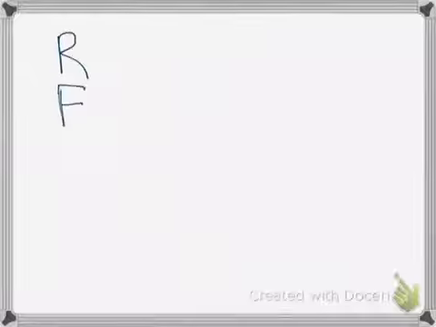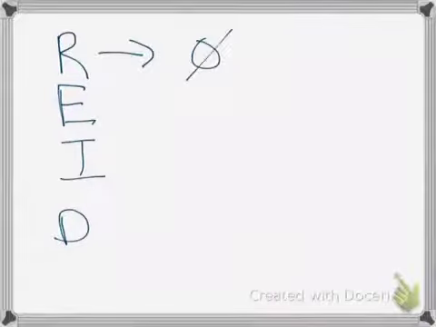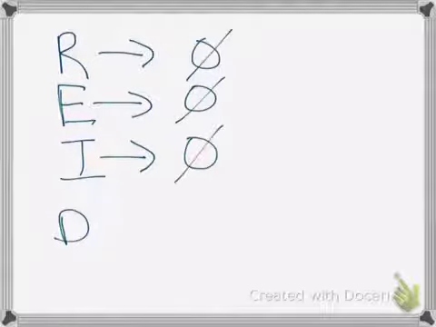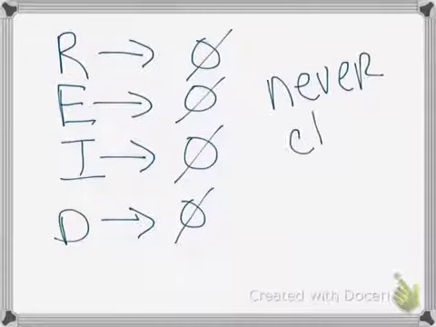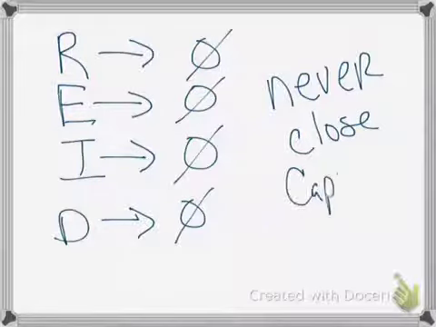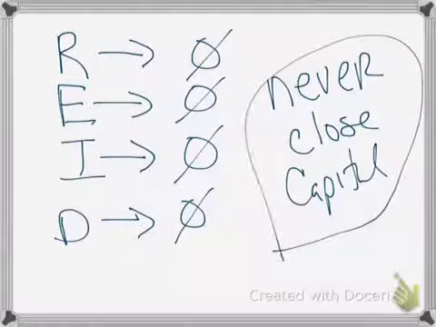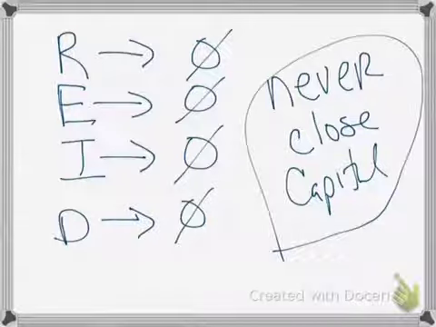Just as a reminder, when you look at R, E, I, D, these are the things that you're closing. So you want your revenues to go to zero. You want your expense accounts to go to zero. You want your income summary to go to zero. You want your drawing account to go to zero. We never close capital. All right? So what that means is capital is not going to zero. What we close are revenues, expenses, income summary, and drawings.